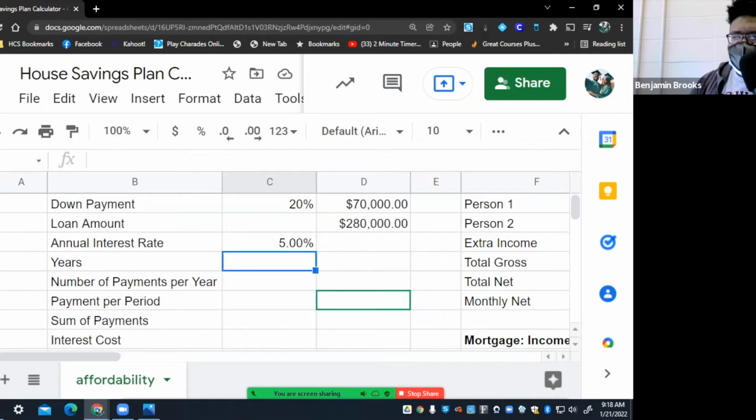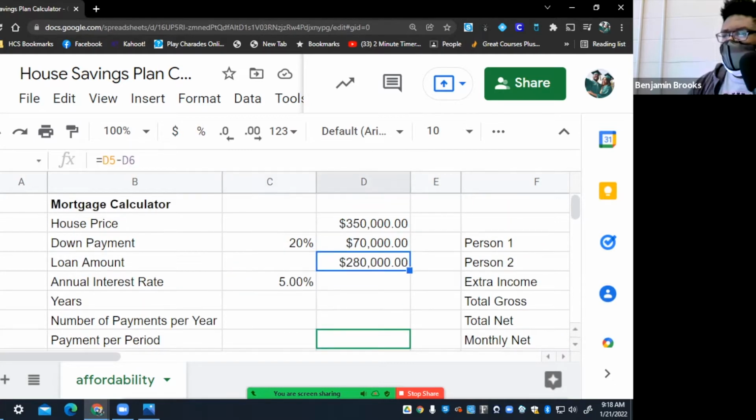So if that's the case, the annual interest will be how much you were loaned times your annual interest rate. Now, remember, we got your loan amount from subtracting D5 and D6. You can see that right there, D5 minus D6. In other words, how much the house is worth minus how much you put down on the house. So if you put 0% down, these would be the exact same. Does that make sense? But if I put 20% down, then I'm actually only being loaned 280,000.